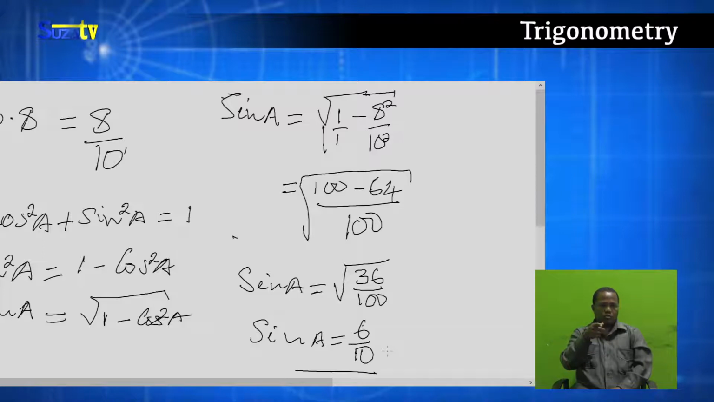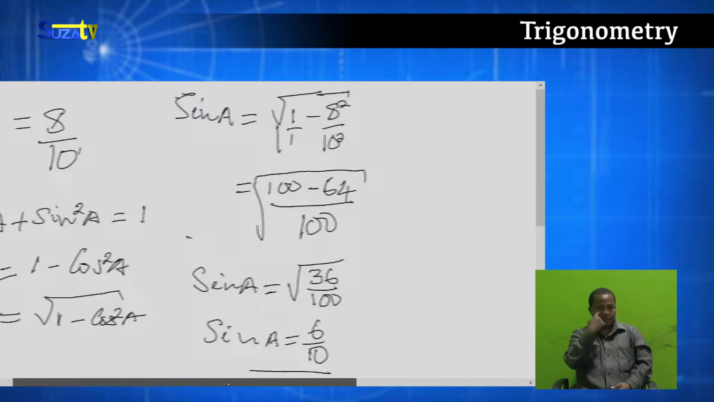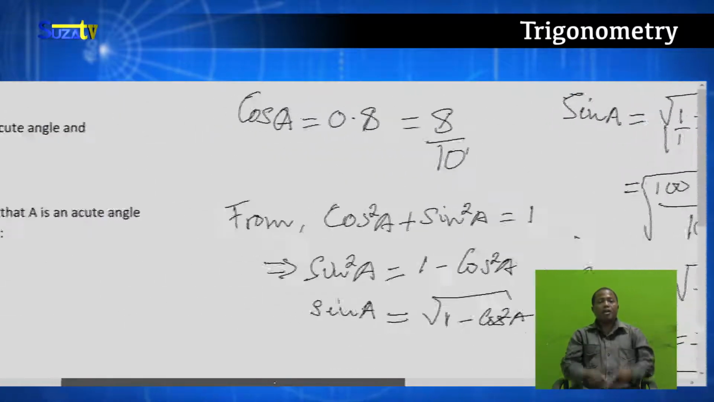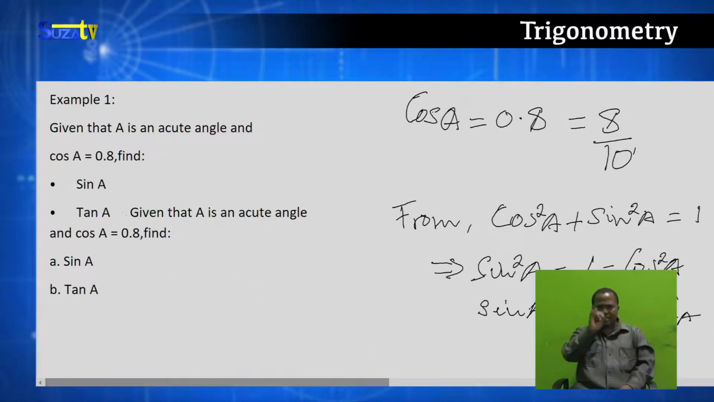So from here, number 1 is already solved. You can see we were supposed to find sine A, given that cos A is equal to 0.8. We were only able to find sine A by using the relation between sine and cos, and that is from the identity that says cos squared A plus sine squared A is equal to 1. So remember that.